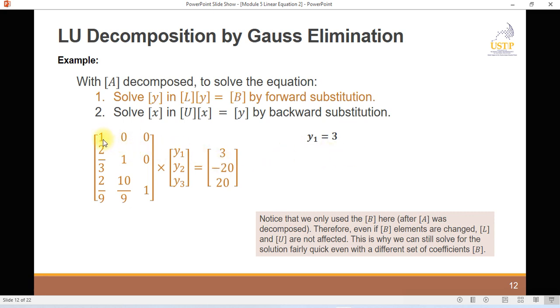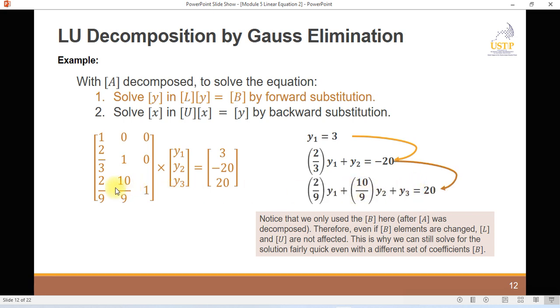For the first row we have 1 and y1 equal to 3, so we now have a value for y1, which is 3. Then for the second row, we have 2/3 y1 plus 1 y2 is equal to negative 20. We will solve using the value of y1, and in this equation the only unknown is y2, so we can now solve for y2. You will just substitute y1 here.